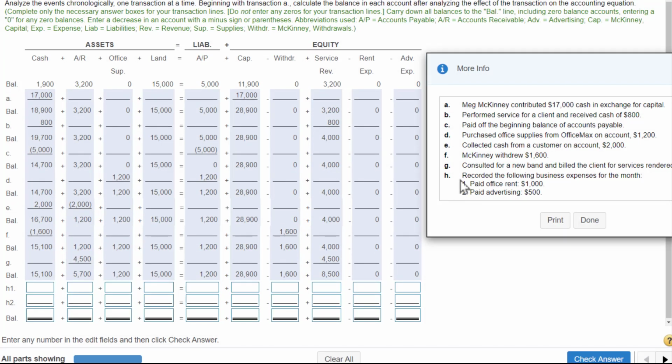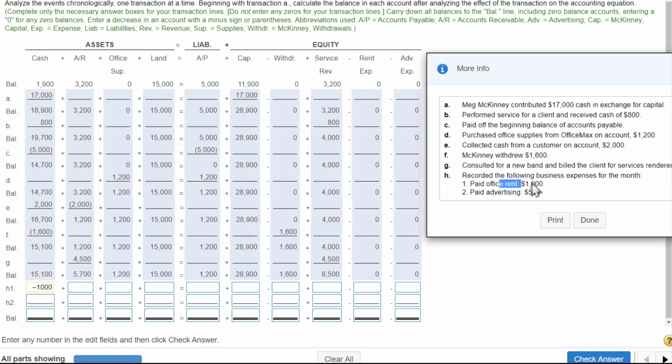And now we have H. For H, for some reason, they combined them into 2 transactions, which I think is weird. Recorded the following business expenses for the month. So because it says it's a business expense, it's an expense, not a withdrawal. And notice on H1, it says paid office rent. So anytime it says paid, that means we are paying and our cash is going down. So under H1, we put minus 1,000.